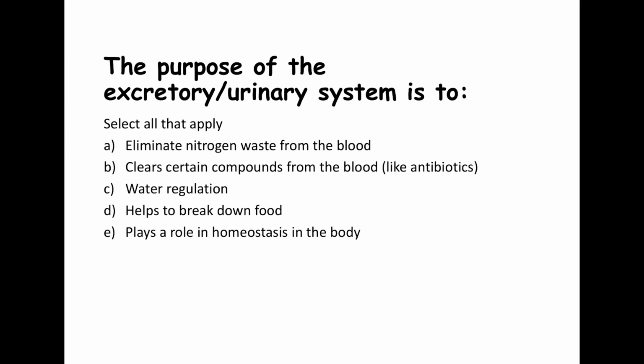All right, the purpose of the excretory or the urinary system is to, please select all that apply: eliminate nitrogen or nitrogenous waste from the blood, clear certain compounds from the blood like antibiotics, water regulation, helps to break down food, or plays a role in homeostasis in the body. Hopefully what you selected were all except D, right? So these are all the purpose and function of the urinary system. D has nothing to do with it. Break down food, that is the digestive system. That is a video that will be coming up very shortly.